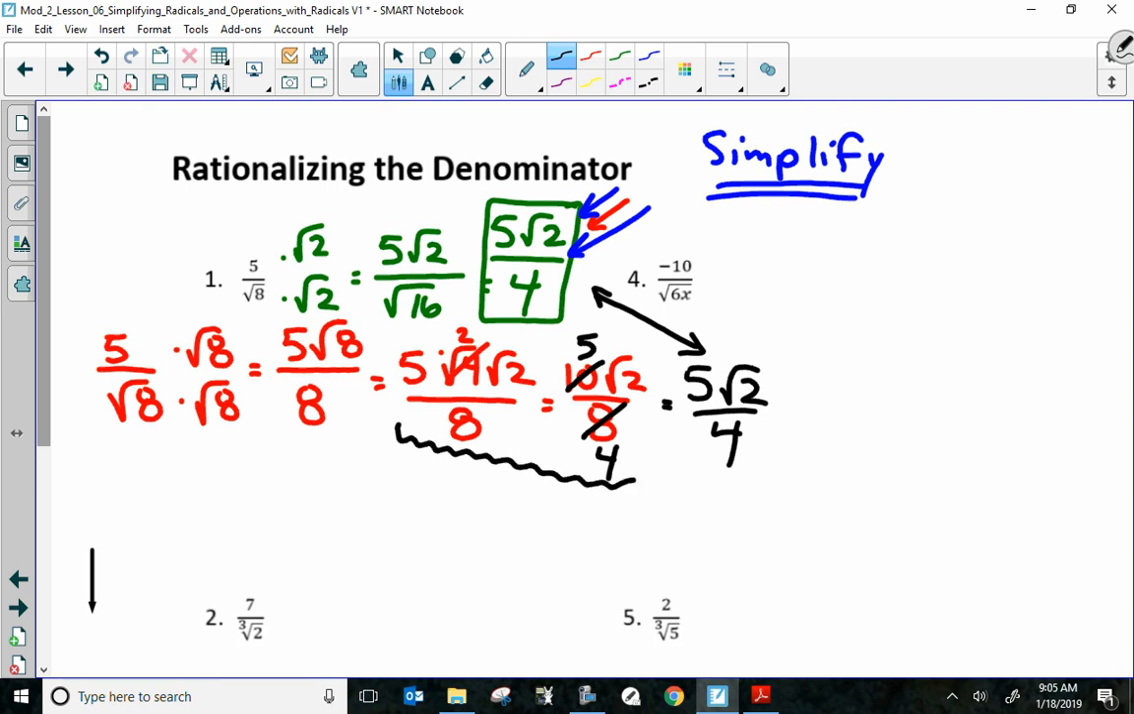How can I ensure that I do as little reducing as possible? Try to get the smallest perfect square instead of, say, radical 64. That's how I get 8. Try to get the smaller perfect square instead of the bigger one.